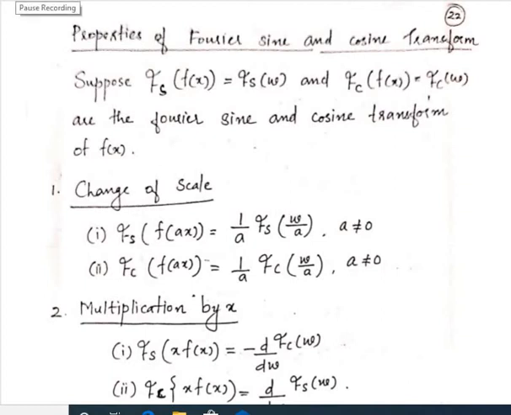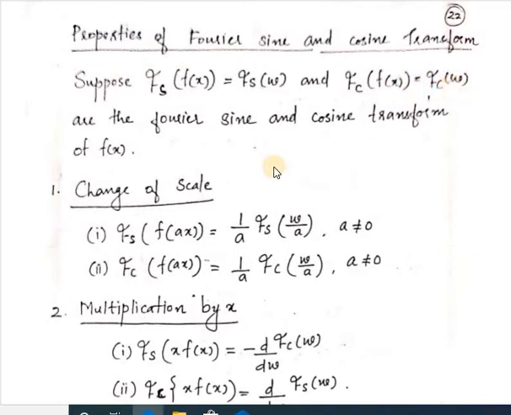Hi students, in today's lecture we are going to learn the properties of Fourier sine and cosine transform and the convolution theorem of Fourier transform. First we move to the properties of Fourier sine and cosine transform. Suppose Fs(f(x)) = Fs(ω) and Fc(f(x)) = Fc(ω) are the Fourier sine and cosine transforms of f(x). That is, the Fourier sine transform of f(x) is Fs(ω) and the Fourier cosine transform of f(x) is Fc(ω).